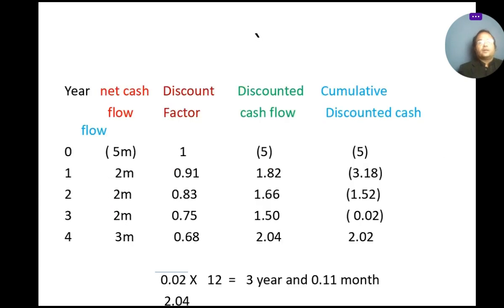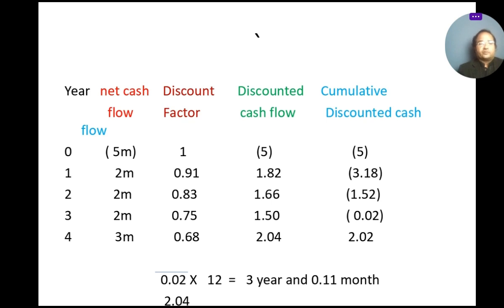So in this method, you have to calculate tomorrow's cash flows at today's rate. Year zero, your investment is 5 million. The discount factor is, for example, 10%. The discounted cash flow is 5, and your cumulative cash flow is 5. In year one, you get positive cash flow of 2 million. The discount factor is 0.91, and the value of 2 million is 1.82 million. You multiply 2 million by 0.91, and the answer is 1.82 million. So your remaining investment is 3.18, because out of 5 million you subtract 1.82.